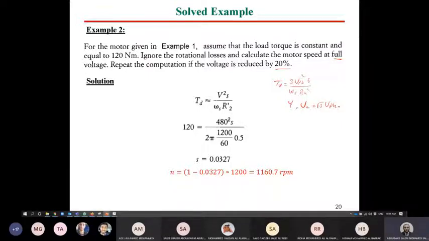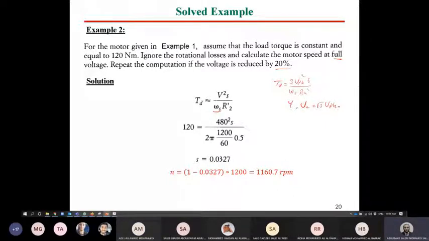So here we can substitute by the values we have, 480 squared, which is the line voltage squared, multiplied by slip over omega S. Omega S, what is the value of omega S, guys? Is it electrical speed or mechanical speed? Electrical speed. It's mechanical speed, guys.